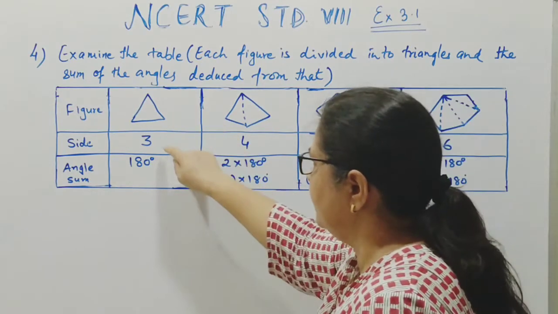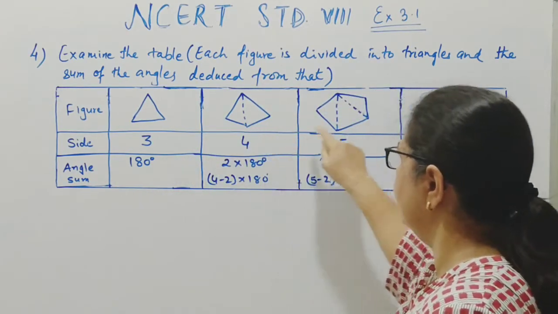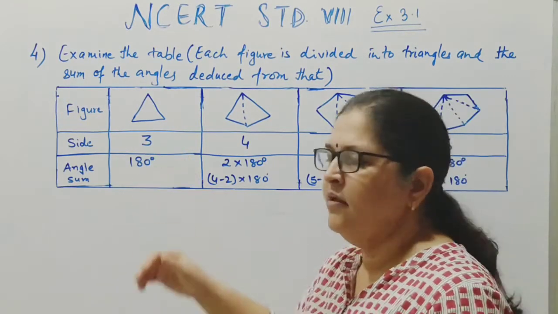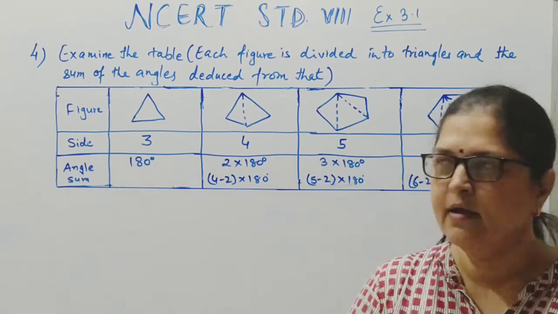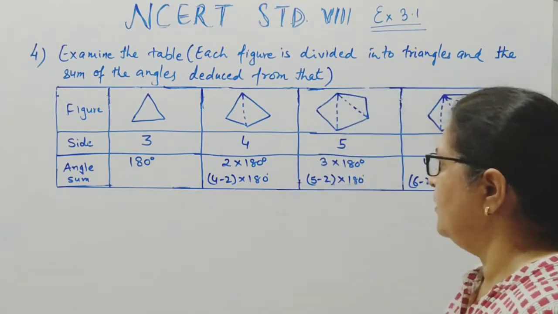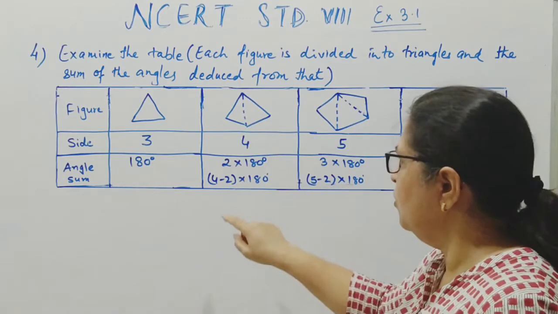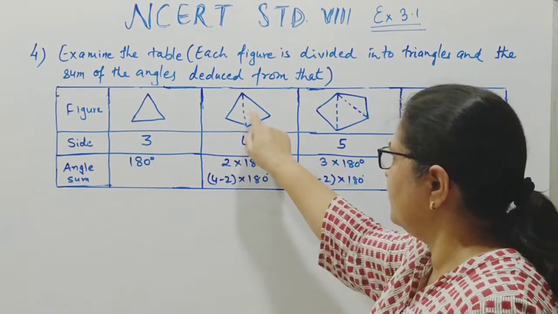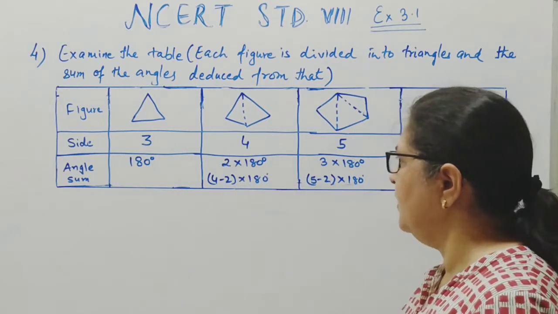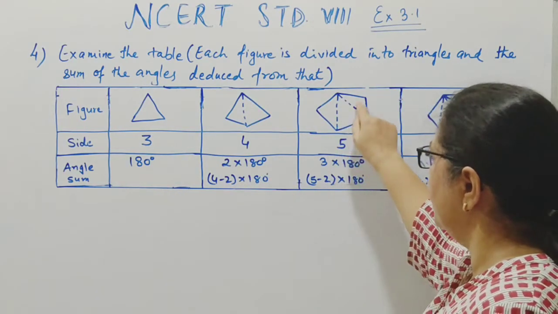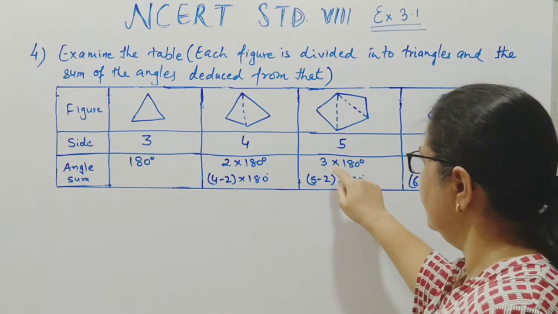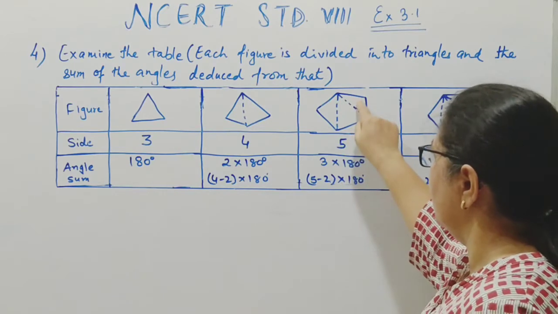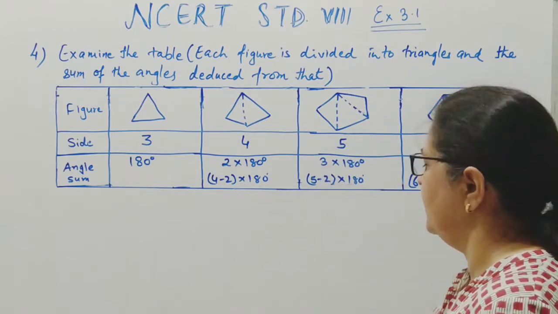First one is triangle with 3 sides, then quadrilateral 4 sides, pentagon 5 sides, hexagon 6 sides. And we know that the sum of all the angles in a triangle is 180 degrees. Now the quadrilateral is divided into two triangles, so its sum is 180 degrees plus 180 degrees, that is 2 times 180 degrees. Then the pentagon is divided into three triangles, so its sum is 180 plus 180 plus 180 degrees, so it is 3 into 180 degrees.